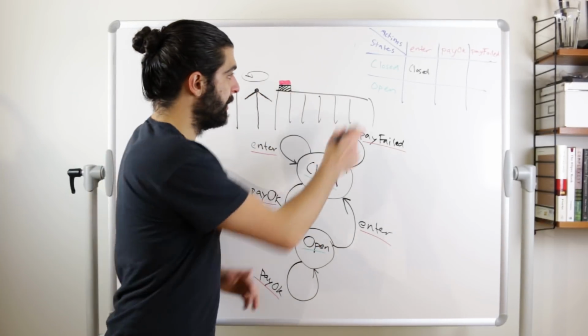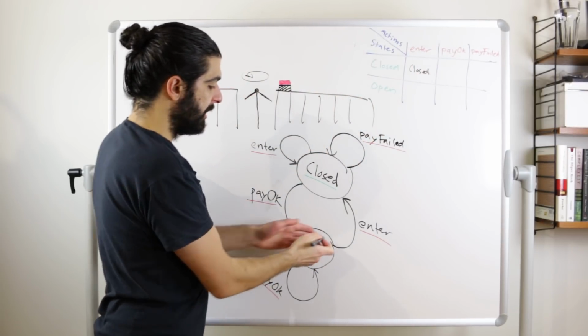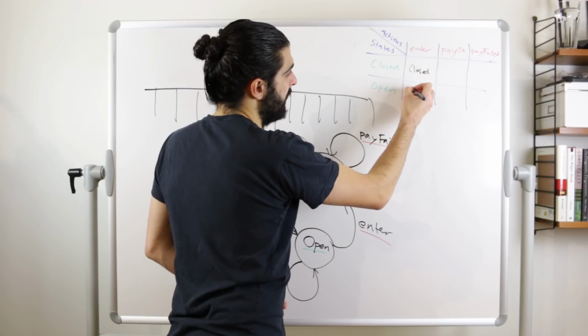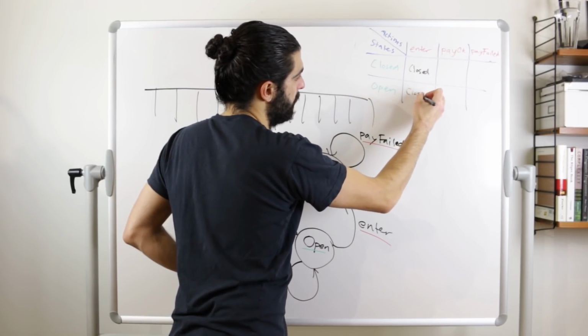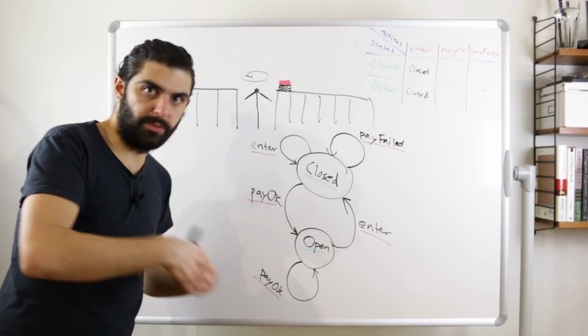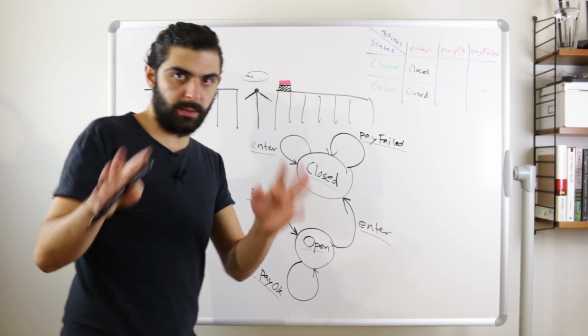So what we said now is that if we are in the open state and we receive the message enter, then we should move to the closed state. So we are in open, we receive enter, and we move to closed. And again, something more should clearly happen, which is that the user should be let through or logged in or whatever it is that we're actually modeling.